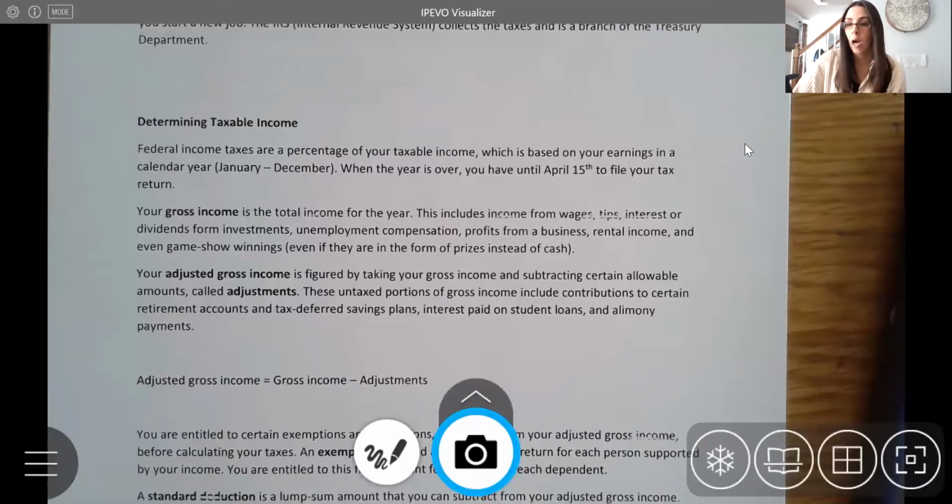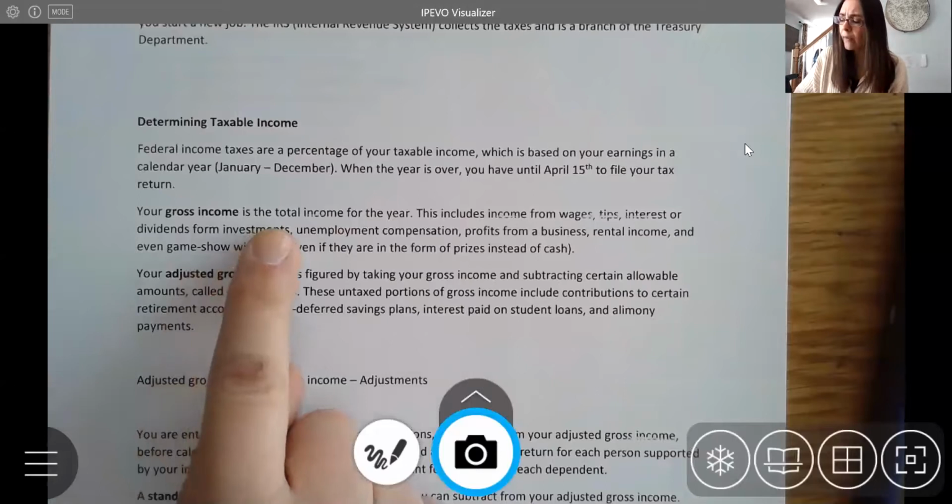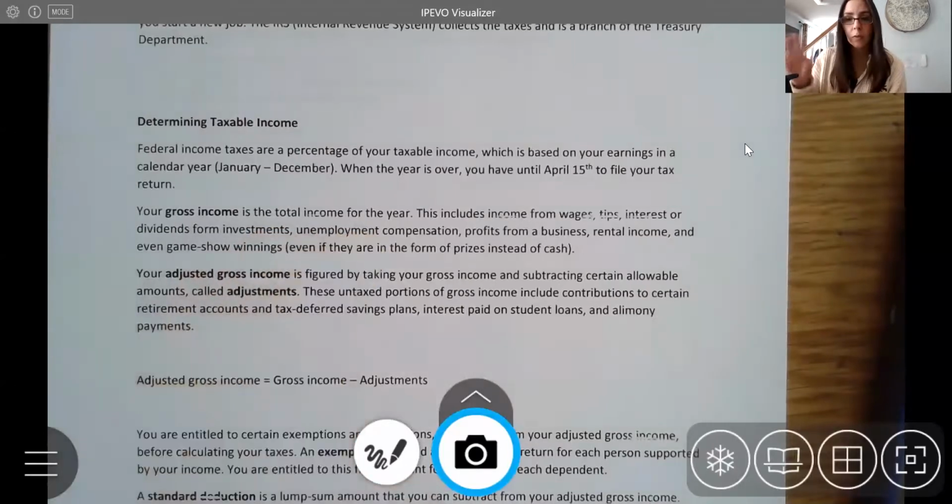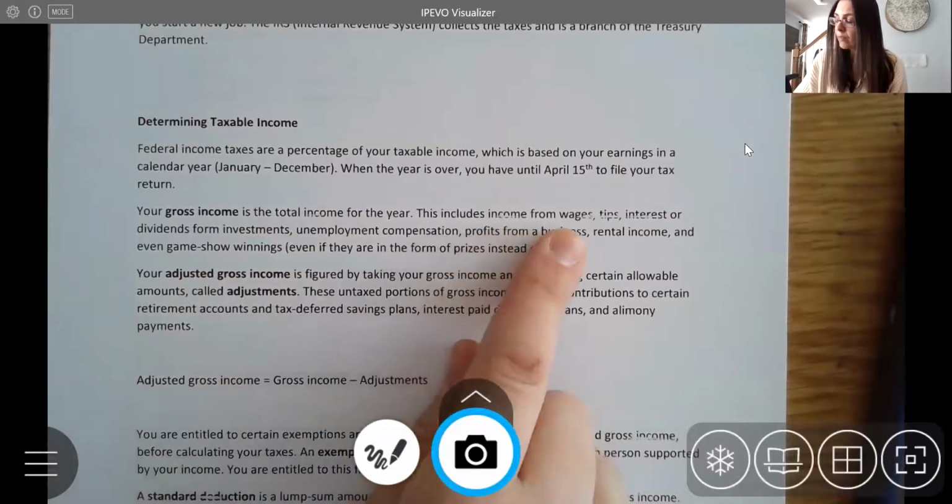So let's say you got a job, and you just have one job. You have a pretty simple kind of schedule here. You're not getting tips or investments and things like that. And let's say you make $50,000 a year. That was your salary. That's your gross income. Okay, so your gross income is whatever you've made for the year, not including taxes and things. So it's just the flat salary. So it's typically your income from wages.